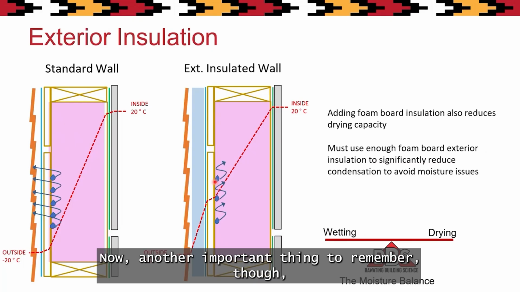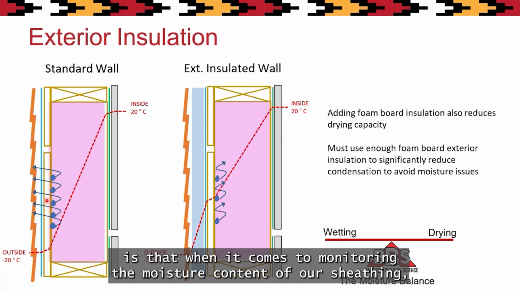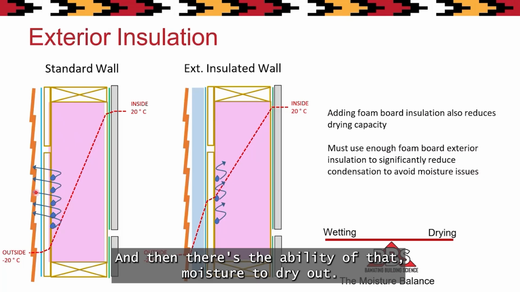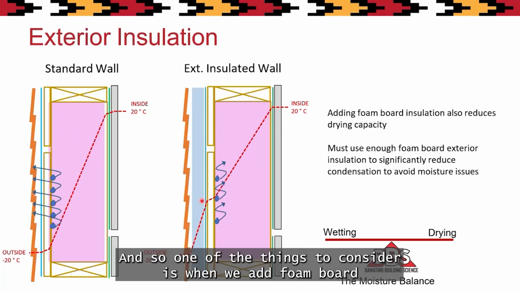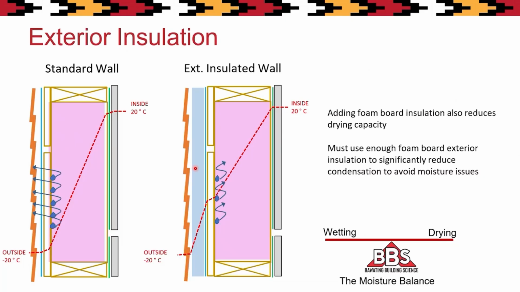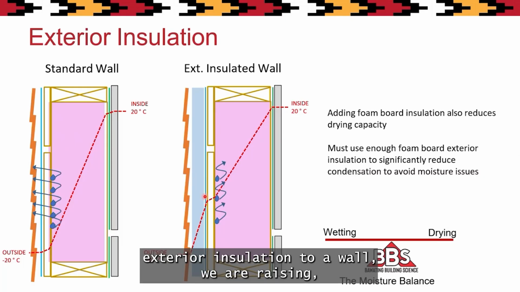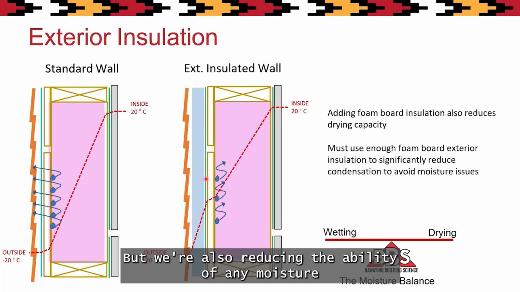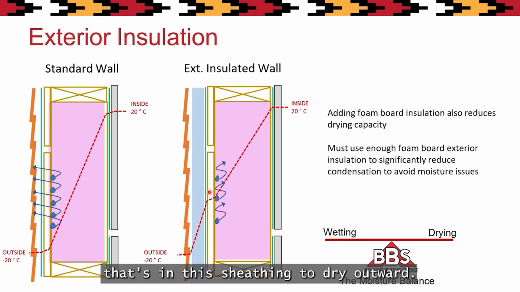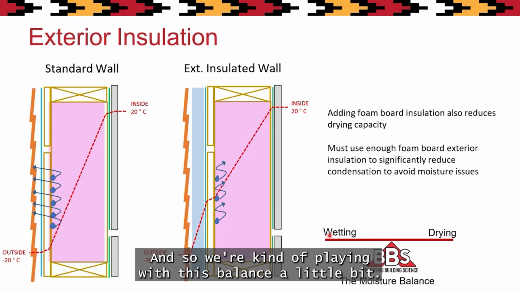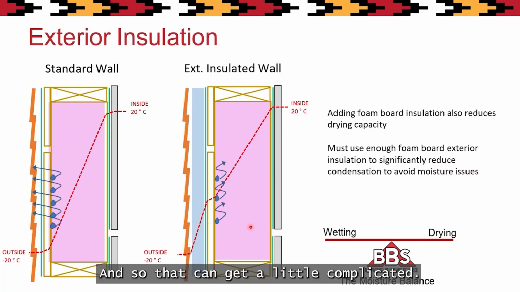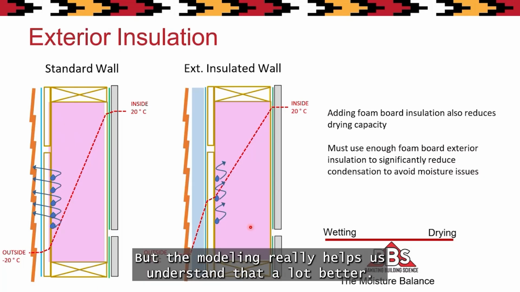Another important thing to remember, though, is that when it comes to monitoring the moisture content of our sheathing, there's 2 factors involved. There's the amount of condensation that's feeding moisture into the wall, and then there's the ability of that moisture to dry out. And so one of the things to consider is when we add foam board exterior insulation to a wall, we are raising the temperature of the sheathing, which is going to reduce condensation, but we're also reducing the ability of any moisture that's in this sheathing to dry outward. And so we're kind of playing with this balance a little bit. We've reduced wetting, but we've also reduced drying. And so that can get a little complicated, but the modeling really helps us understand that a lot better.